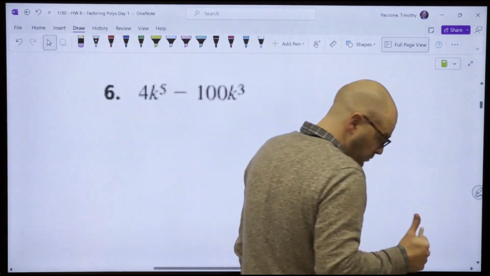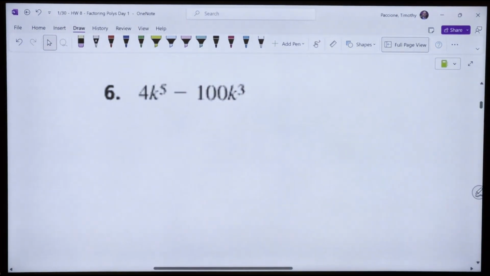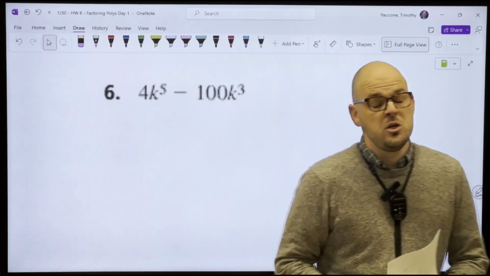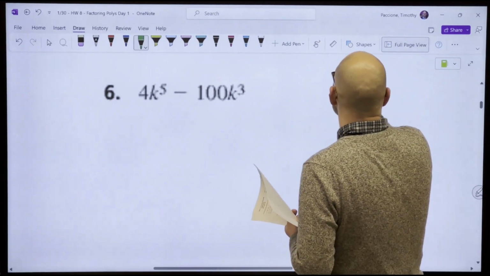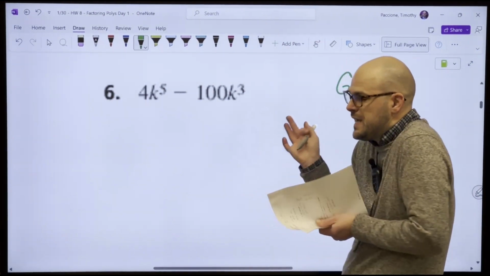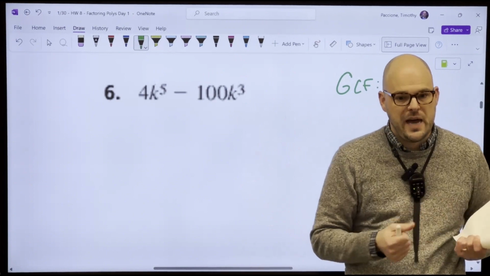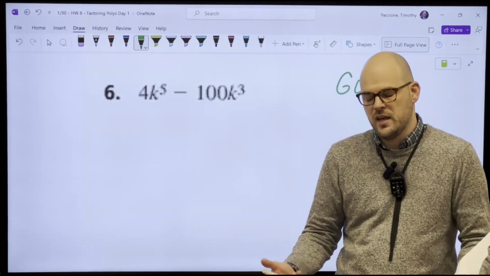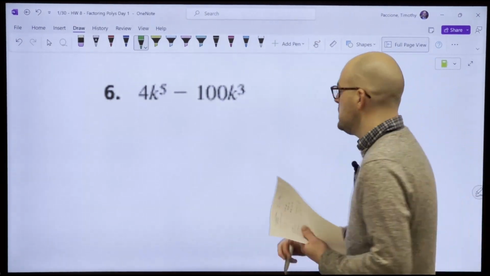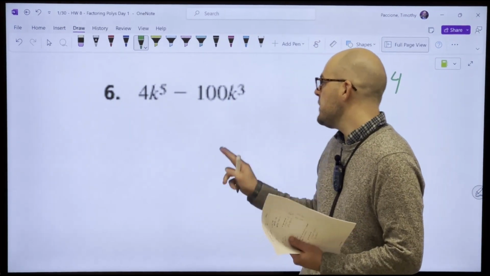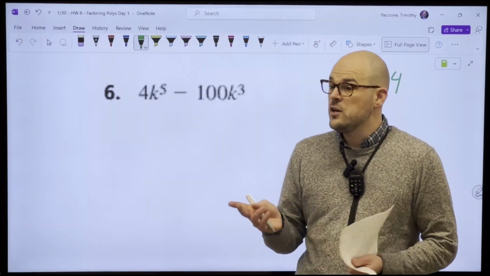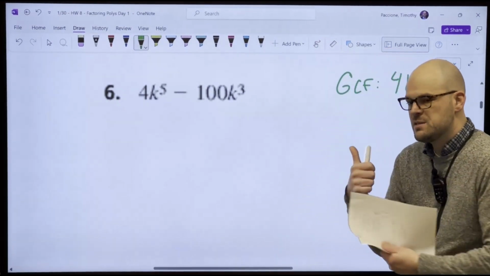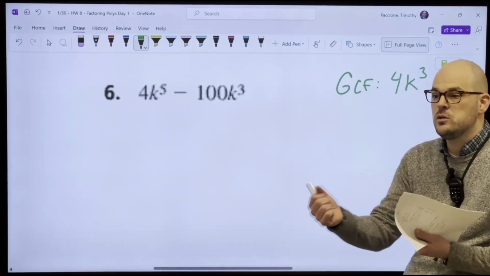All right, so for 6, when you're looking for a GCF, you're thinking about number, you're thinking about letter, right? So you think about them one at a time. And if it helps you, just write what your GCF is first over to the side, so then you can be like, all right, now I know what I need to pull out. So you look at 4 and you look at 100, and you say, what goes into both of those? What can I divide them both by? 4. And then you look at k to the 5th and k to the 3rd. K to the 3rd is the biggest thing that goes into both of those. So 4k to the 3rd is my GCF. That's what I'm going to try to pull out of both.